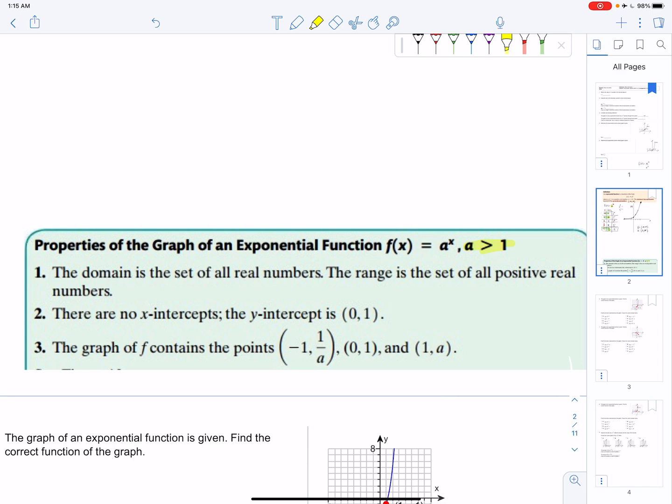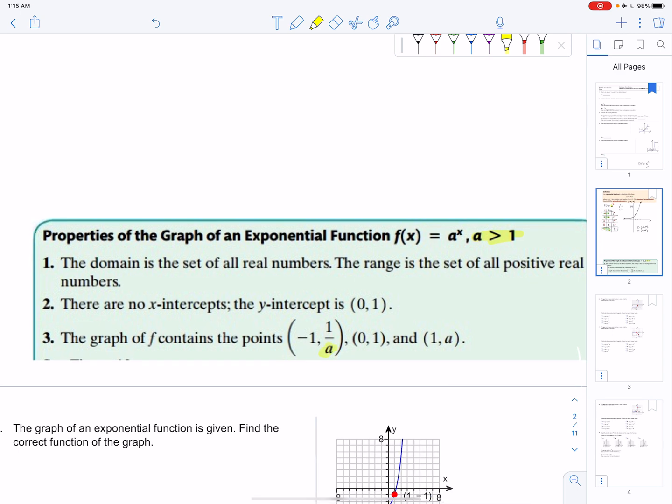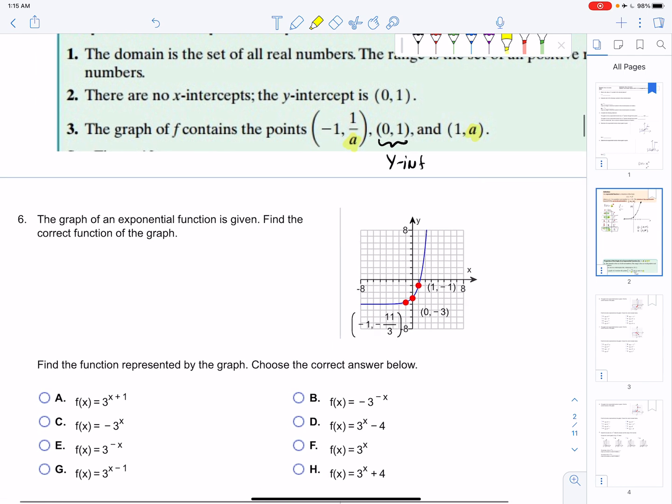But this is what I was kind of trying to get at: if you put in negative 1, you're going to get 1 over the base, a. So notice a is our base. And if you put in 0, you'll get 1. Okay, that's our y-intercept. Let me write that down. And if you put in a 1, you get out a, the base. So when you're looking at a graph, in fact, we might just want to do this one down here right now that we've got it right in front of us.